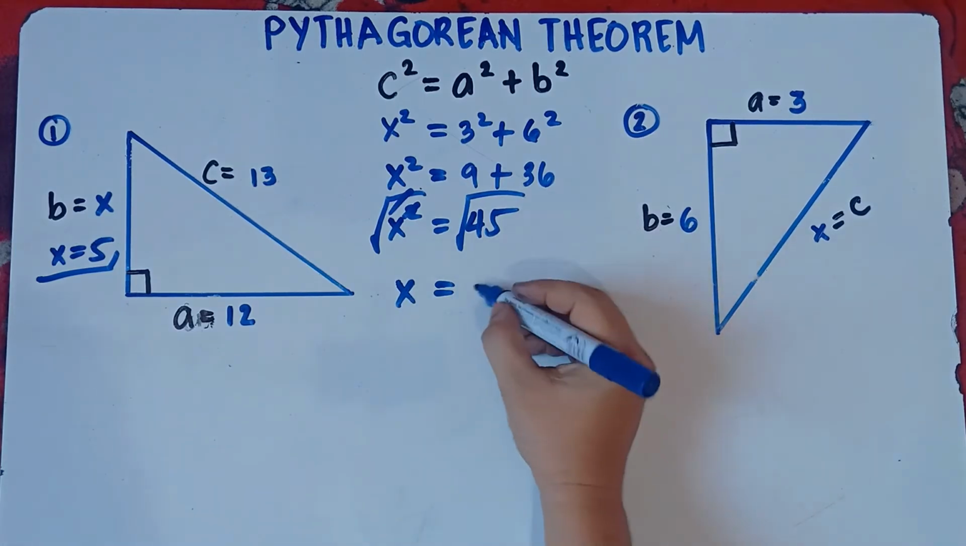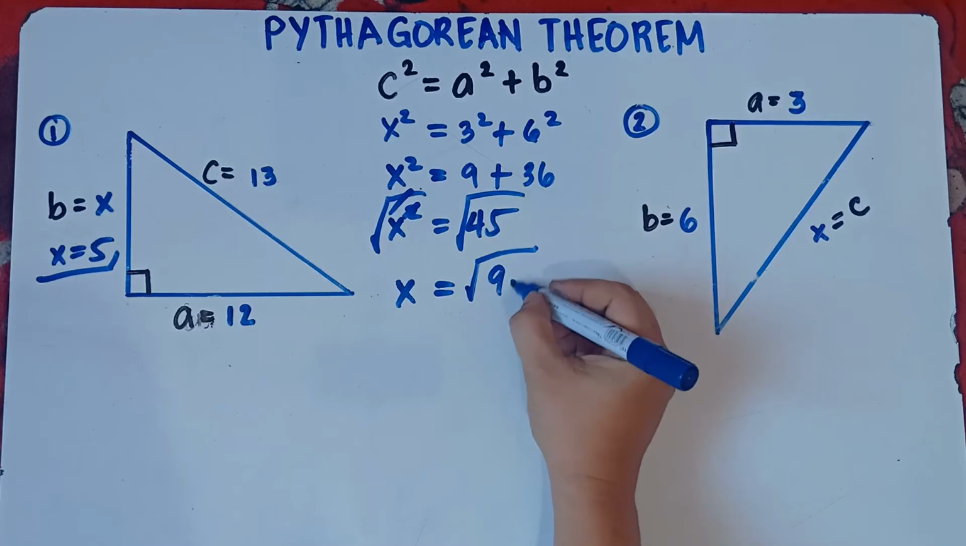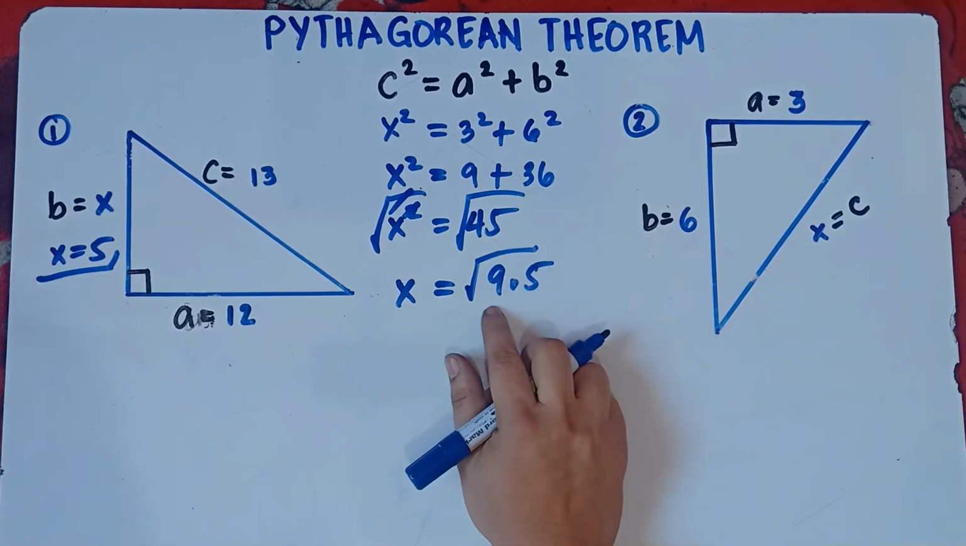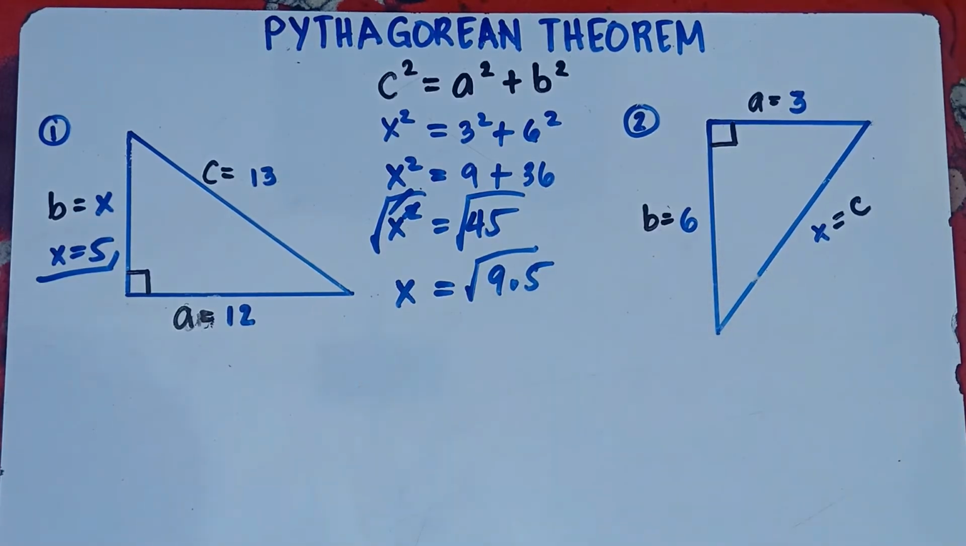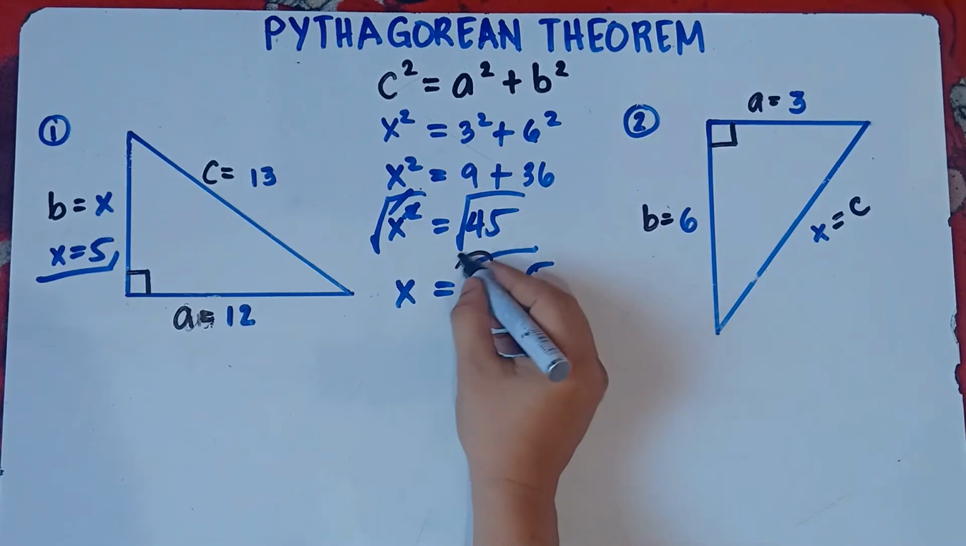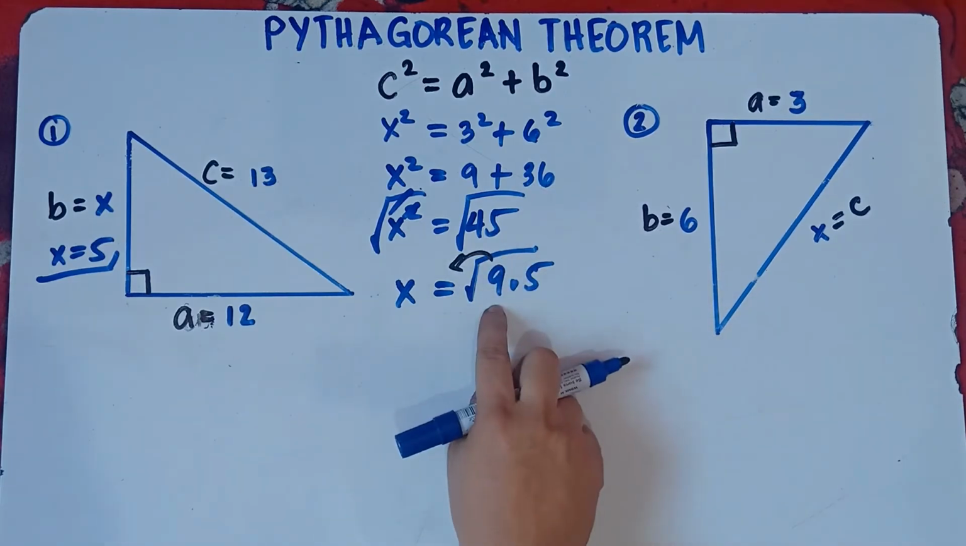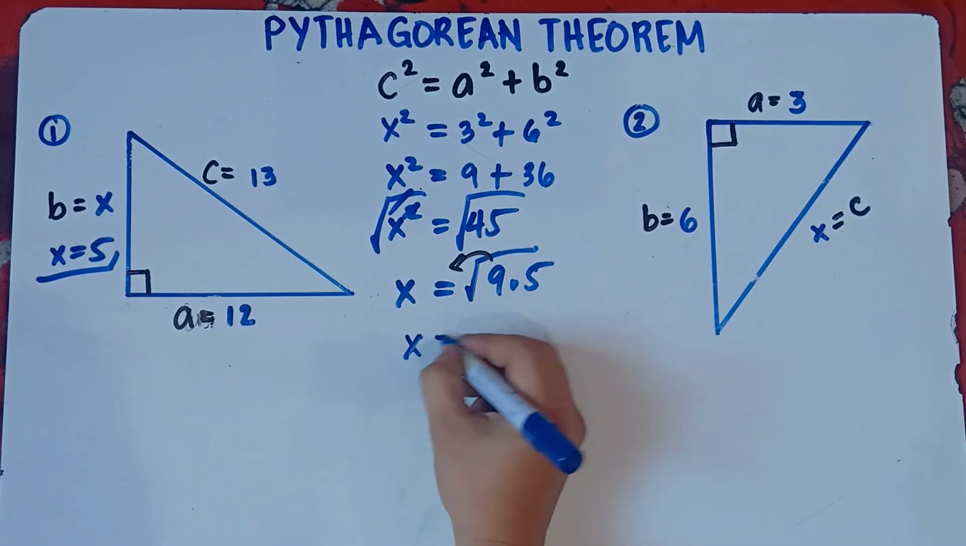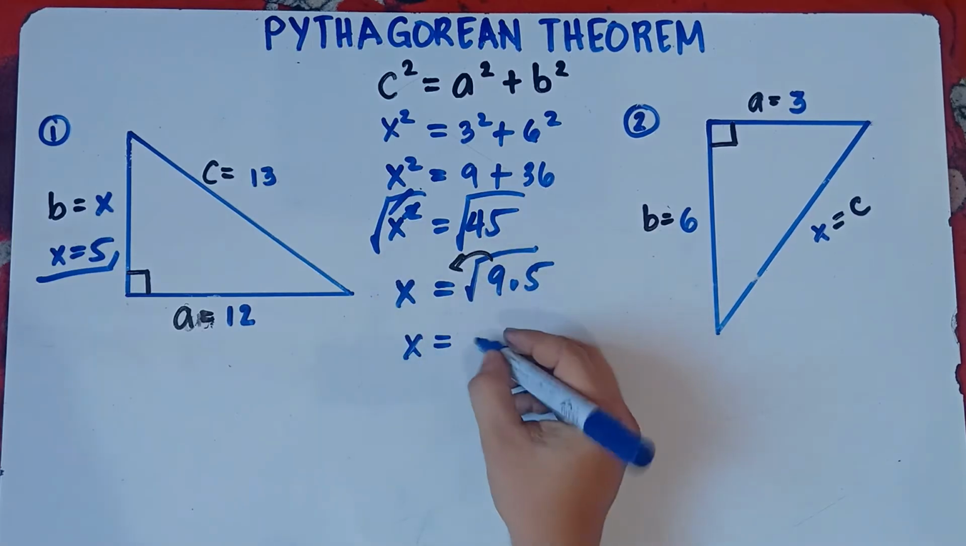So for 45, we can simplify this one by 9 times 5, right? 9 is a perfect square, then 5 is not. So the square root of 9, that is 3. You put it outside the radical symbol. So this will be x equals the square root of 9, that is 3. You put it outside.